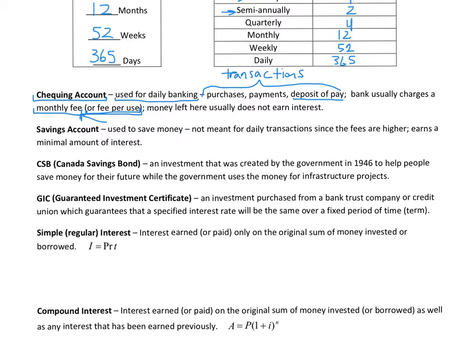The money that's in your checking account usually does not earn interest. As a student, you might be earning some minimal interest, but once you get to be an adult, the checking account is not a venue for saving money. It's just for your daily banking. The bank looks to make money off of you for that.